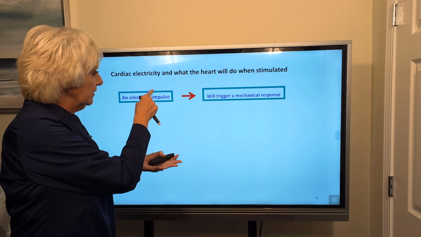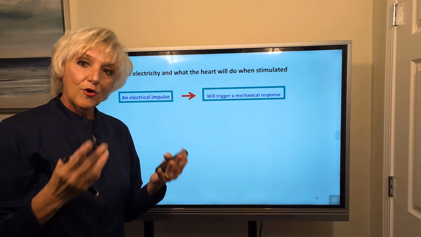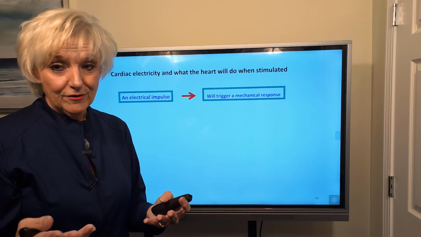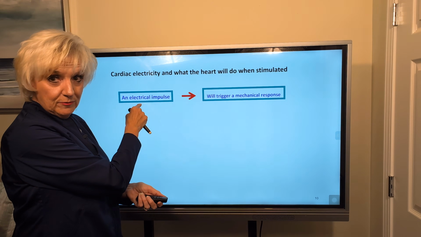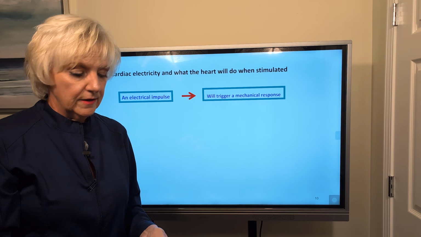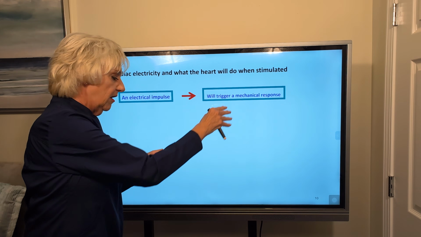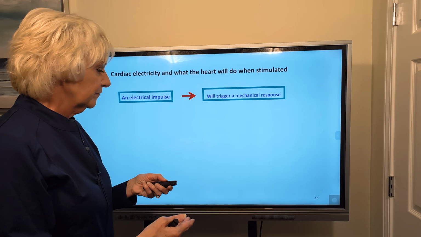It's like you want to plug in your hair dryer to the electricity, turn it on, it'll blow warm air and you can dry your hair. You can plug in the vacuum cleaner to the outlet on the wall, turn it on, and it will suck up the dirt off your floor. So the same thing with our heart. If we have electricity, the heart will do something for us.